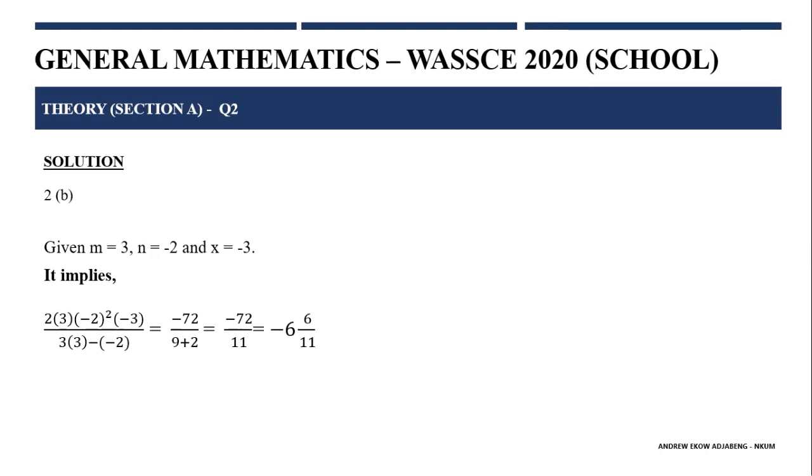This is going to give us as the numerator -72 all over 9 plus 2, resulting as -72 over 11. Then we convert from improper fraction to mixed, giving us -6 over 11. So this is how you present your answer for question 2b.